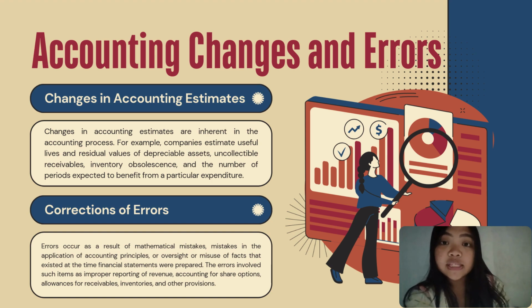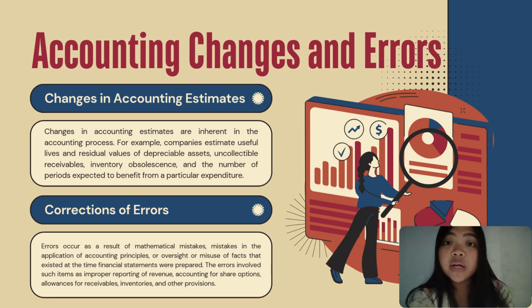Changes in accounting estimates are inherent in the accounting process. For example, companies estimate useful lives and residual values of depreciable assets, uncollectible receivables, inventory obsolescence, and the number of periods expected to benefit from a particular expenditure. A company accounts for such a change prospectively, which means in the period of change if it affects only that period, or in the period of change and future periods if the change affects both.